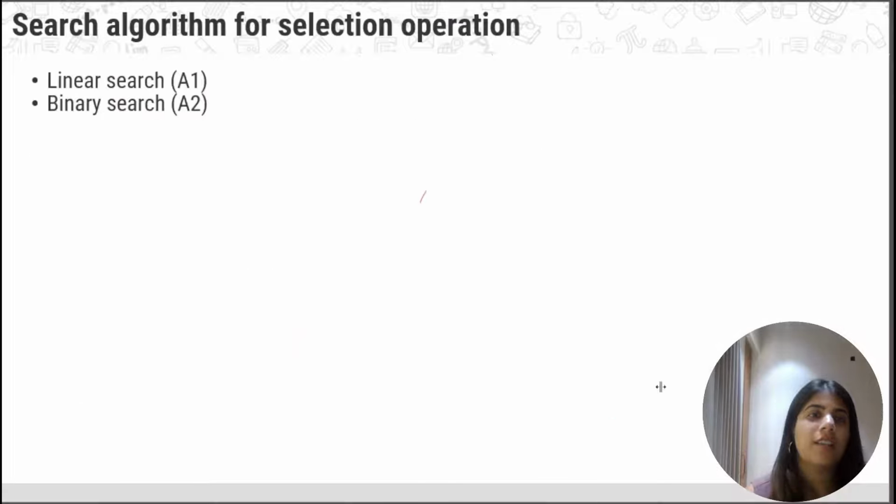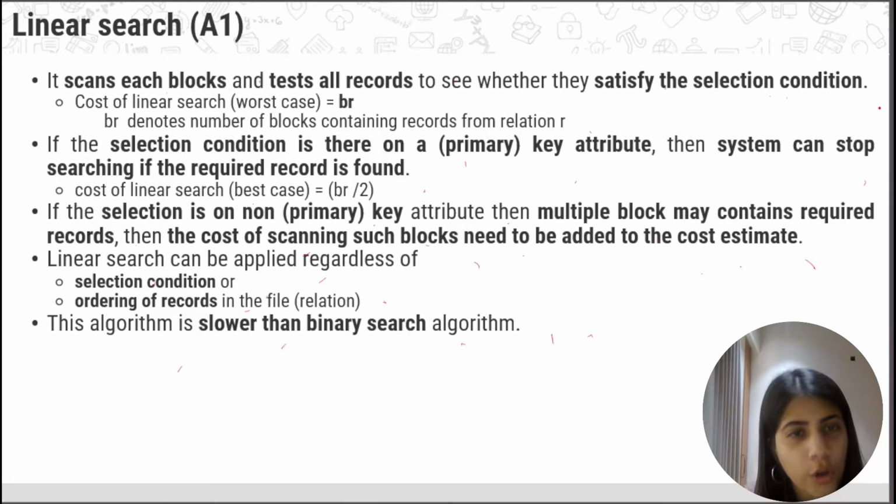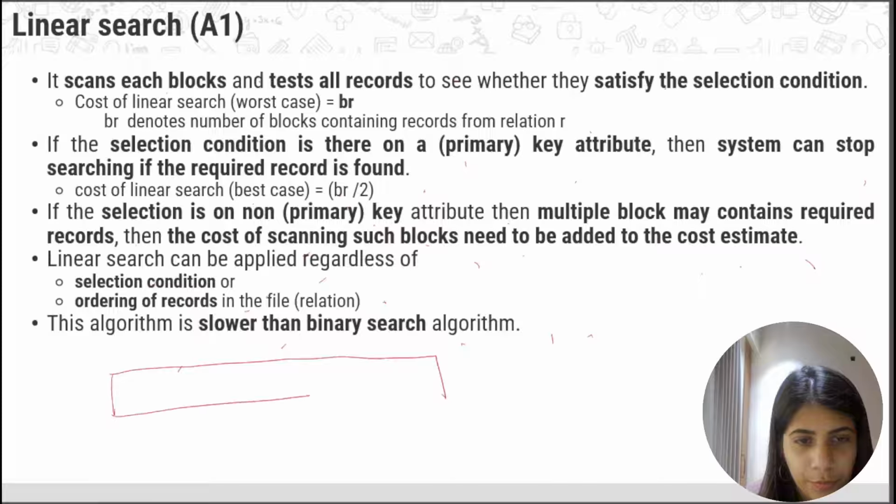Now let's understand the search algorithm for selection operator. There are two search algorithms, one is linear search and binary search. So one by one दोनों search को समझते हैं. Linear search क्या करता है? It scans each blocks and test all record to see whether they satisfy the selection condition or not. For an example, एक array है समझ लो. In this we have record number 2, 1, 3, 5, 6, 8, 2.